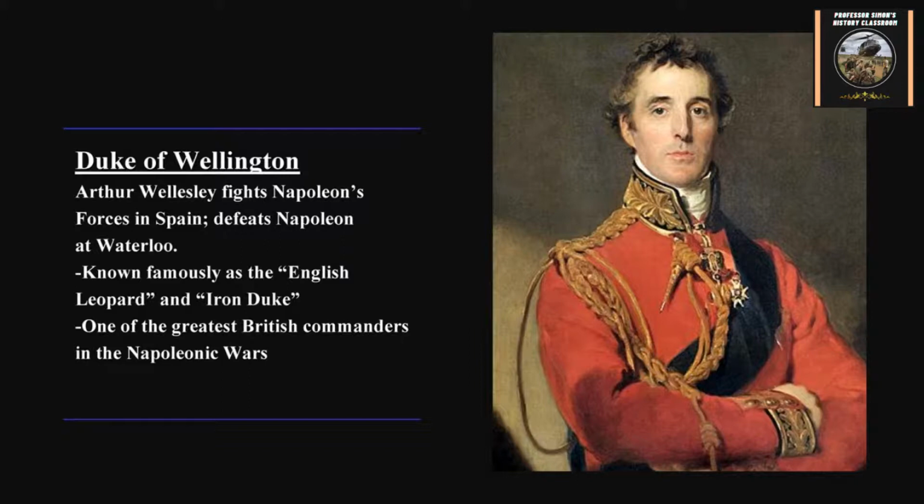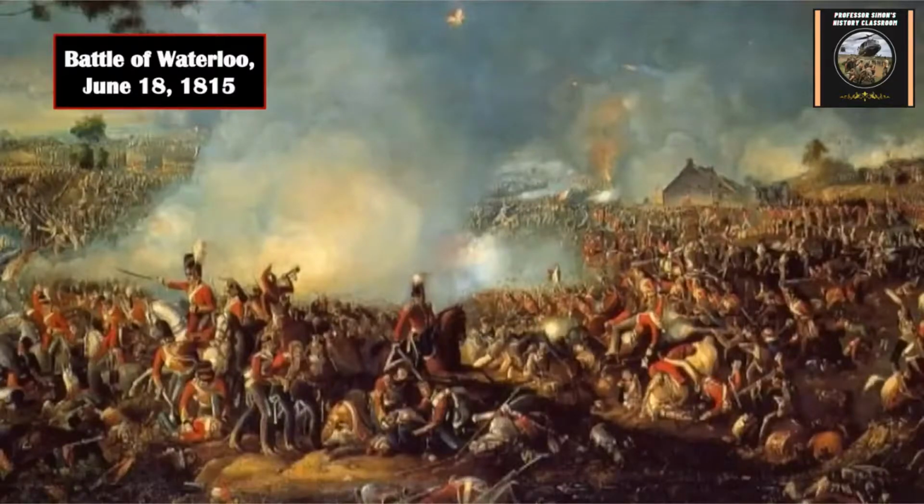There's this one general you see in that picture, very famous, the Duke of Wellington. He was the general who would fight Napoleon in his last battle, the Battle of Waterloo. I think the Spanish called him the English Leopard, but his troops called him the Iron Duke. Wellington wasn't exactly the greatest offensive-minded general on the battlefield. He was more of a defensive type of general, as you'll see. He is considered one of the greatest British commanders in the Napoleonic Wars.